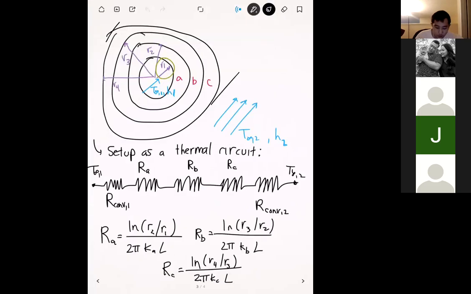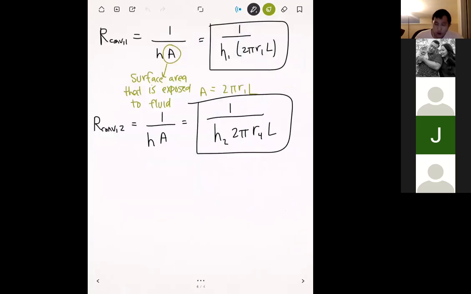Great. And the reason we choose R4 is that R4 is the total outer radius of the cylinder, right? And so the outer fluid, which is flowing on the outside, is going to be interacting with the total outer surface. And so that surface area there is going to be 2 pi R4 times L.